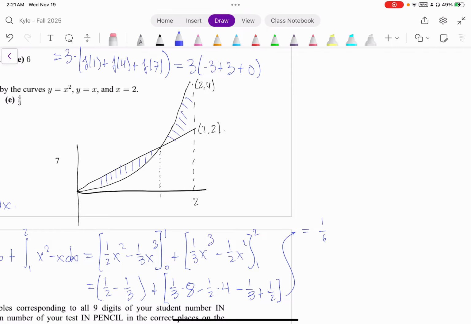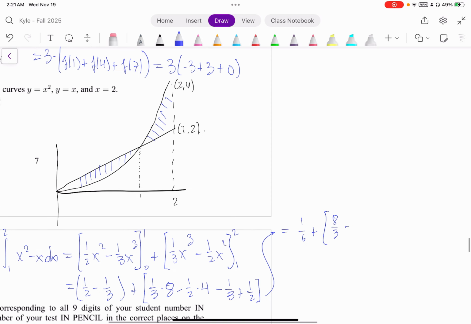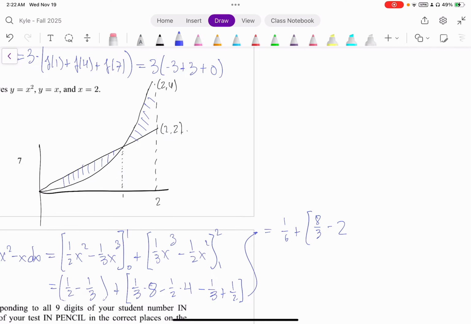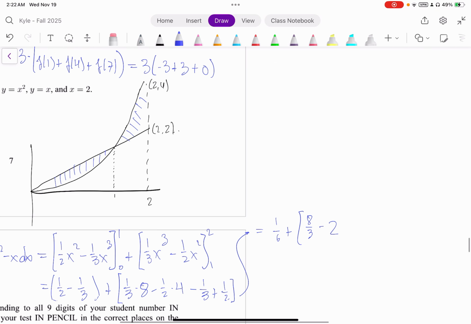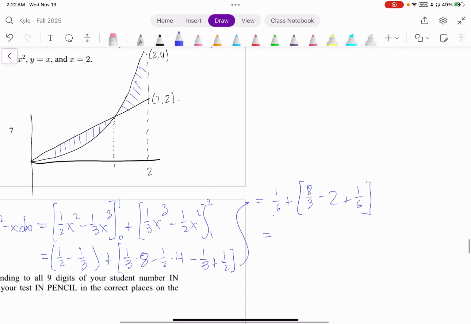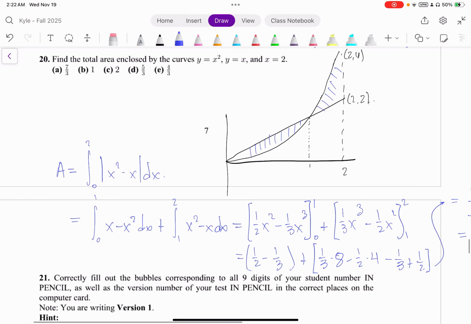So 1/6 plus 8/3 minus 2 plus 1/6. So this becomes 1/3 plus 8/3, so 9/3. So 3 minus 2, which is equal to 1.